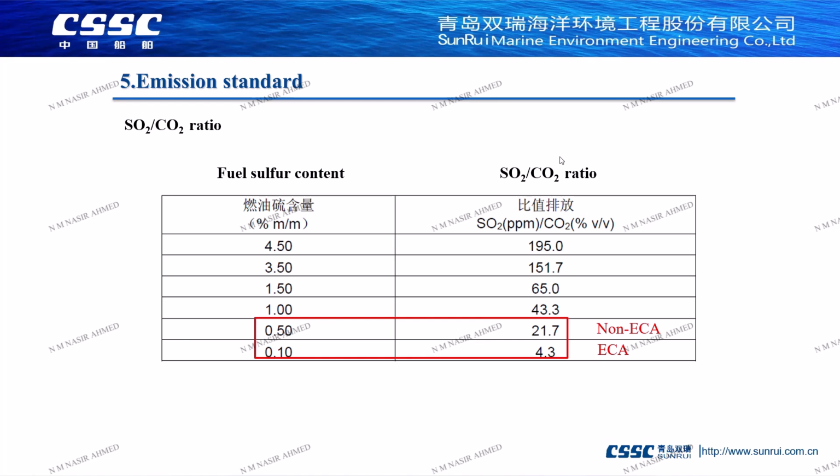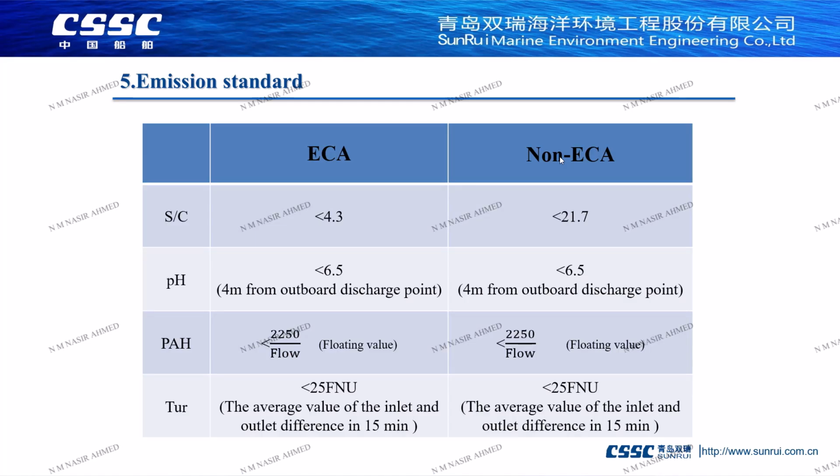The same goes for non-ECA areas, which are areas of the high seas. Sulfur content must be less than 0.5%. That corresponds to a sulfur-carbon ratio emission requirement of less than 21.7. This is the only difference between ECA and non-ECA regions.